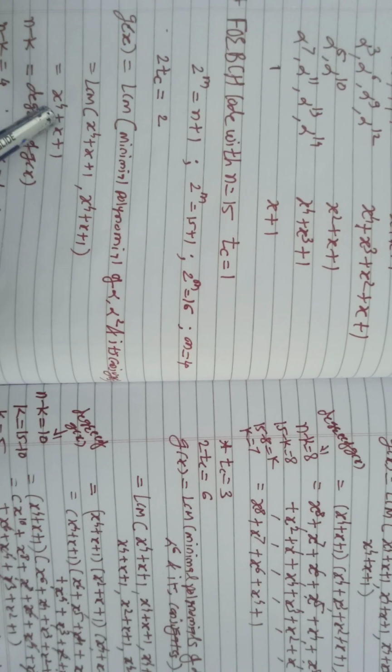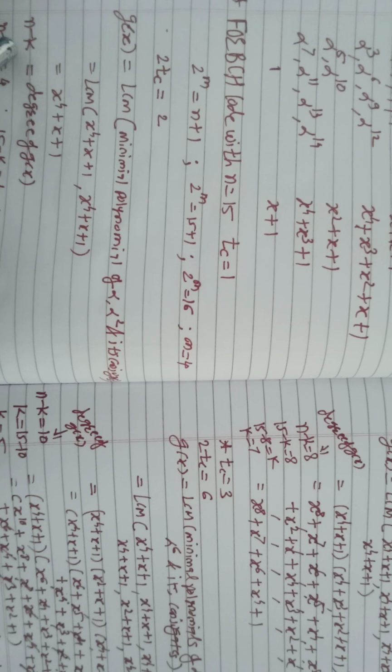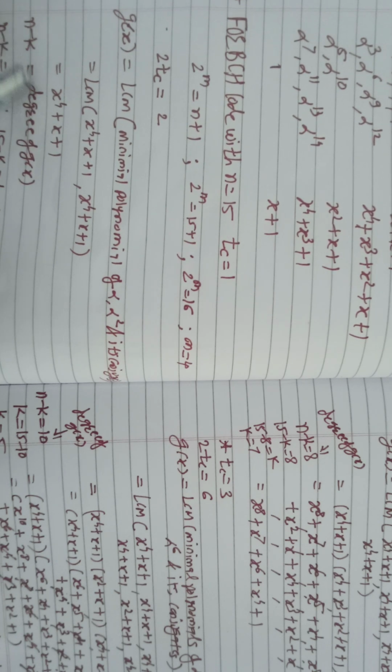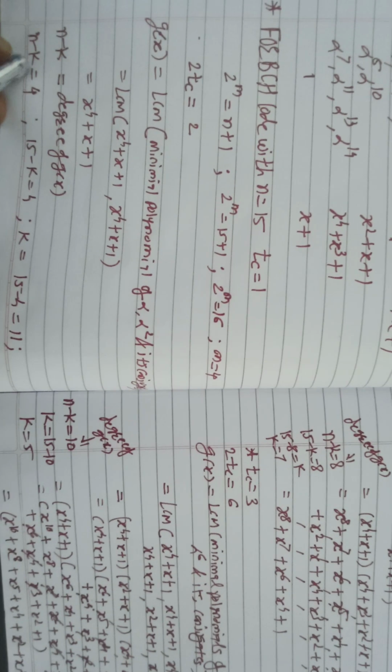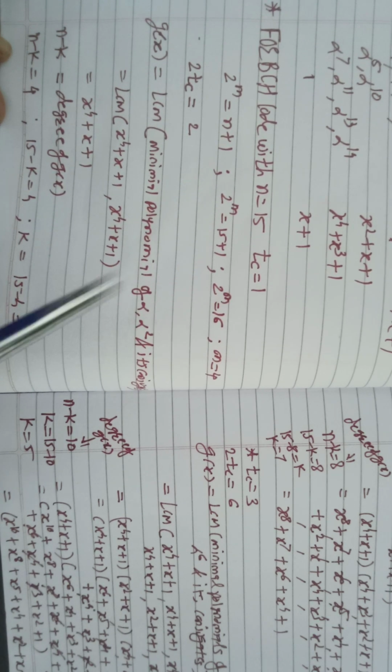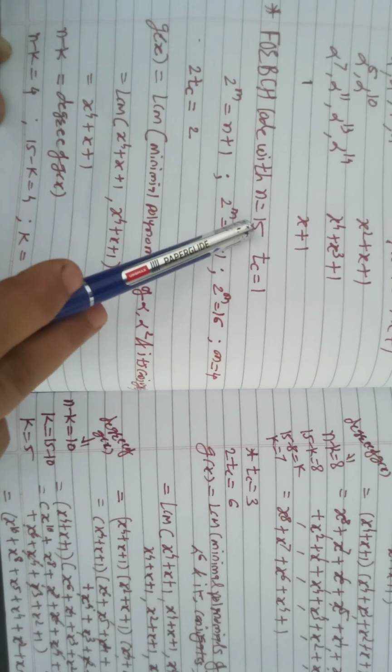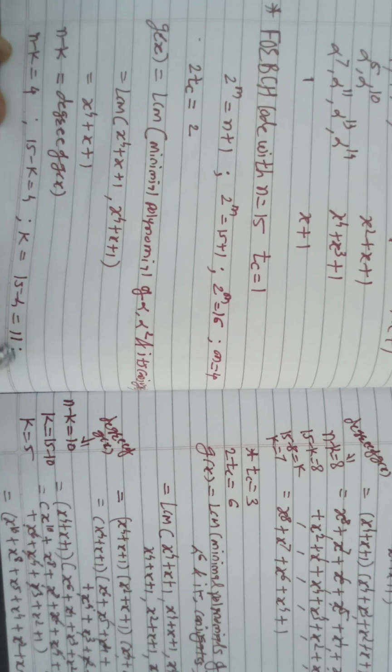Now you have to see the degree of Gx. Degree of Gx is 4. There is a second equation, n minus k is equal to degree of Gx. So n minus k is equal to 4, 15 minus k is equal to 4, so k is equal to 15 minus 4, which is 11. So for this BCH code, where code word length is 15, the message word length k is equal to 11.